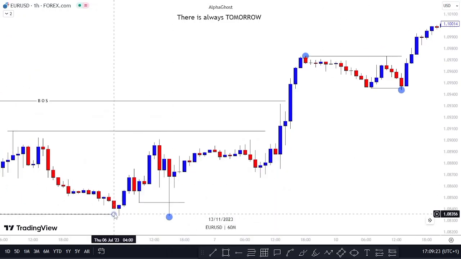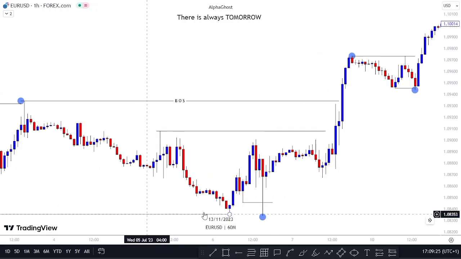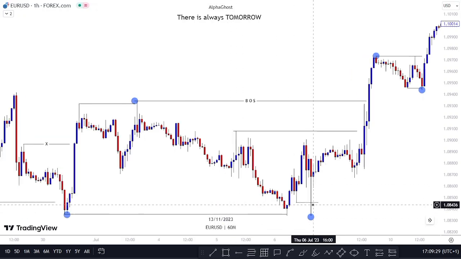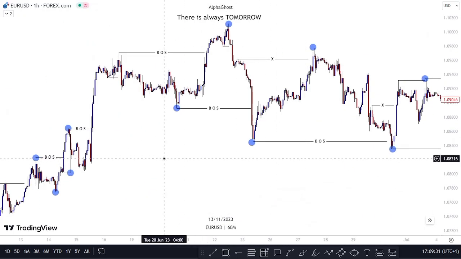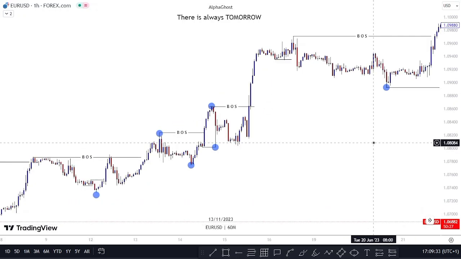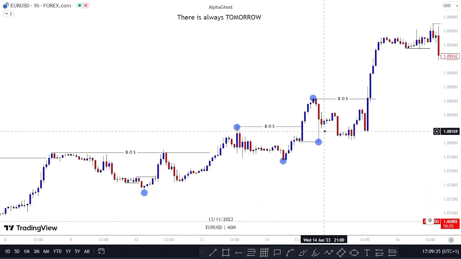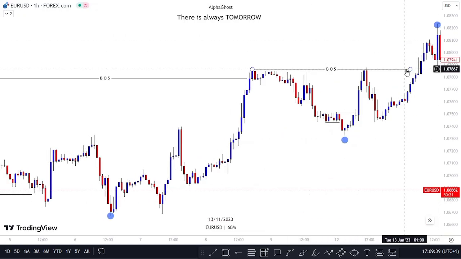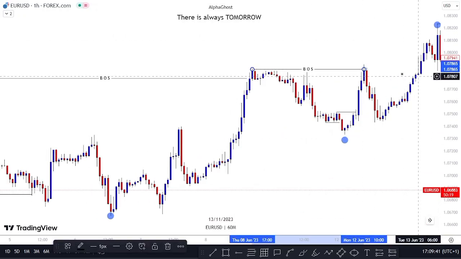Now, look here. This was just a sweep of liquidity on the higher time frame. It was just a sweep of liquidity. It's literally simple. So right here too was just a sweep of liquidity, not a break of structure. Look at this one here. This one is even neater.